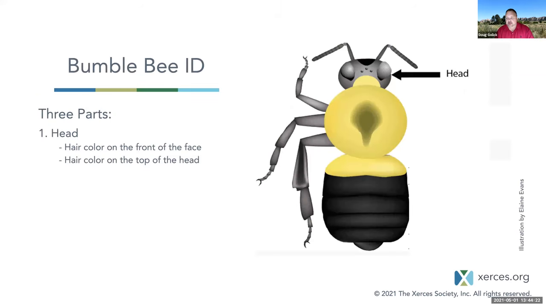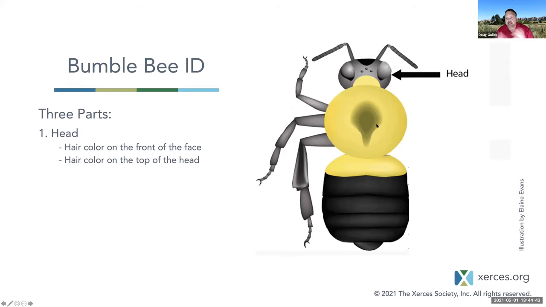Important to identifying bees, we've got the head. Hair color on the front of the face and top of the head can be different. Top of the head is this part right here. We're taking a top-down view of the bumblebee in this particular picture. And the front here is the face. The face is the area between the antennae and the front of the face, okay, as the eyes are kind of looking forward. The top here is our thorax.